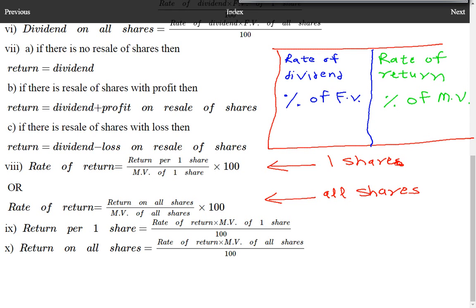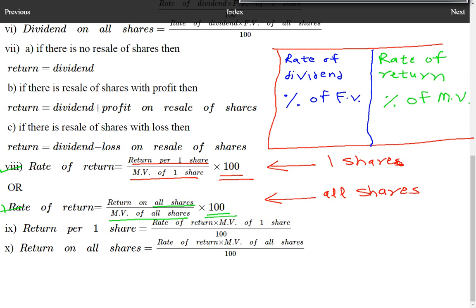So we have two formulae for return. Rate of return is equal to return per one share upon market value of one share into 100. And if we consider all shares, then the formula will be return on all shares divided by market value of all shares into 100. So these are two formulas for rate of return based on whether we consider one share or whether we consider all shares.